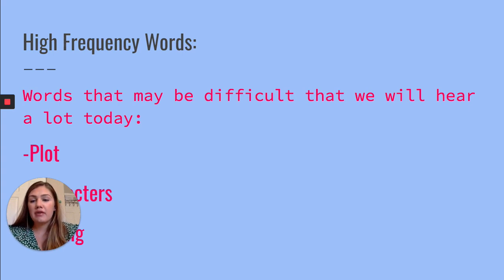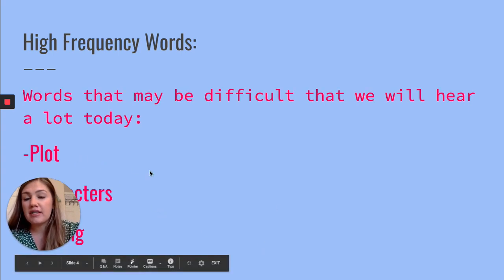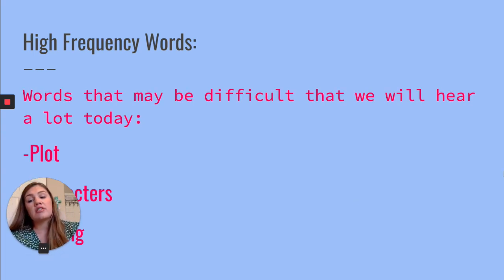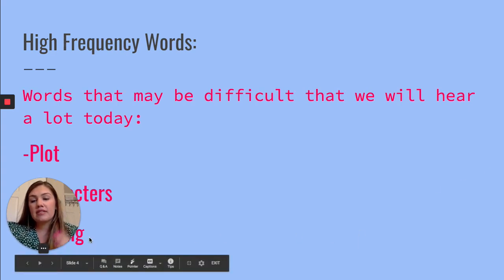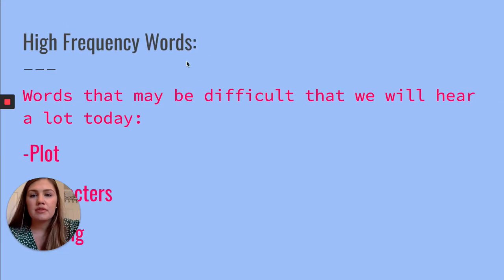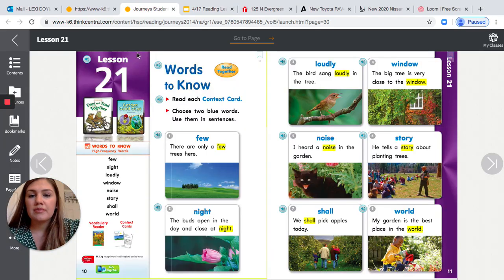So our first vocabulary word that we've already talked about today is plot. We're going to learn what that means in a second, since that's a new word for most of us. Our next word is characters. We've already talked about characters, and most of us probably already know what it is, but we're going to be reviewing that today. And the next one is setting. Same as characters, we pretty much already know what that is, but we're going to look at it again. So that's setting. And then we're going to go ahead and move over to our Journeys book that we have online now.